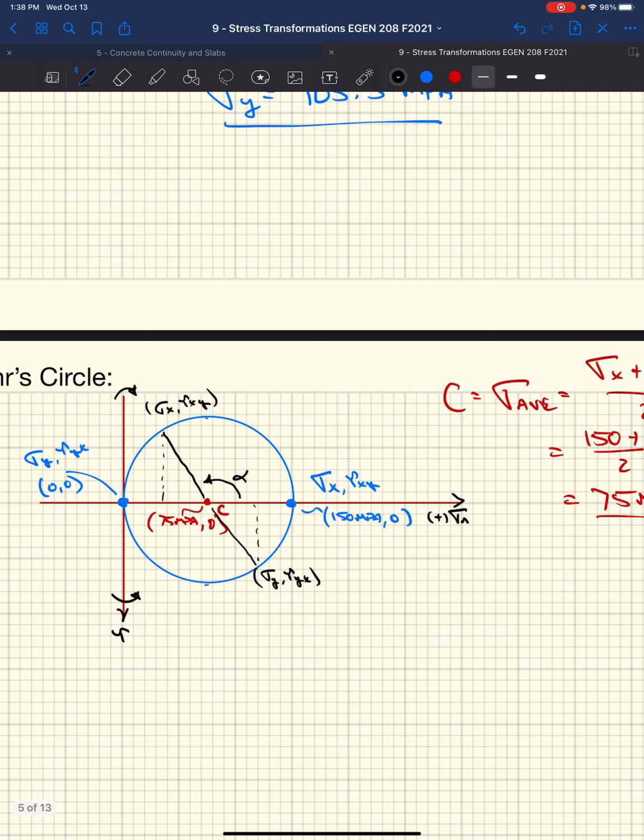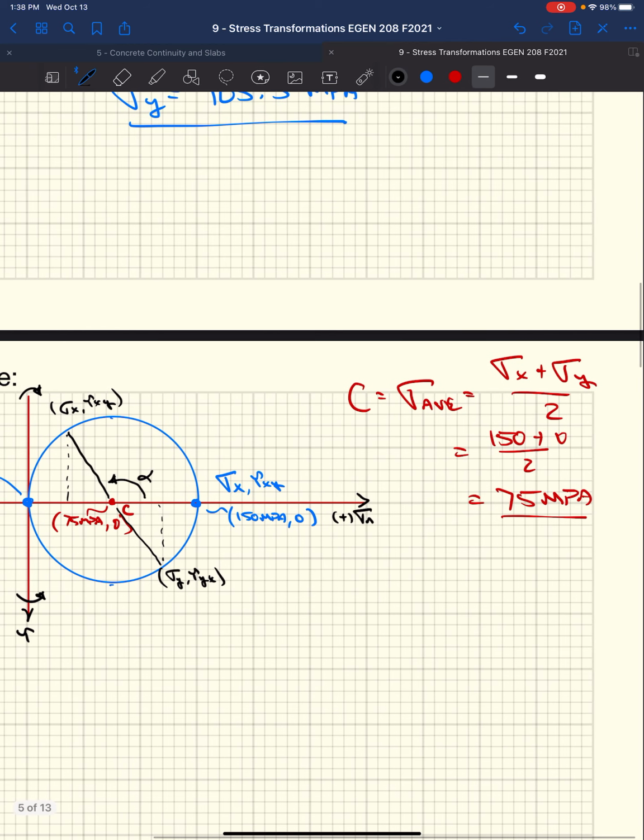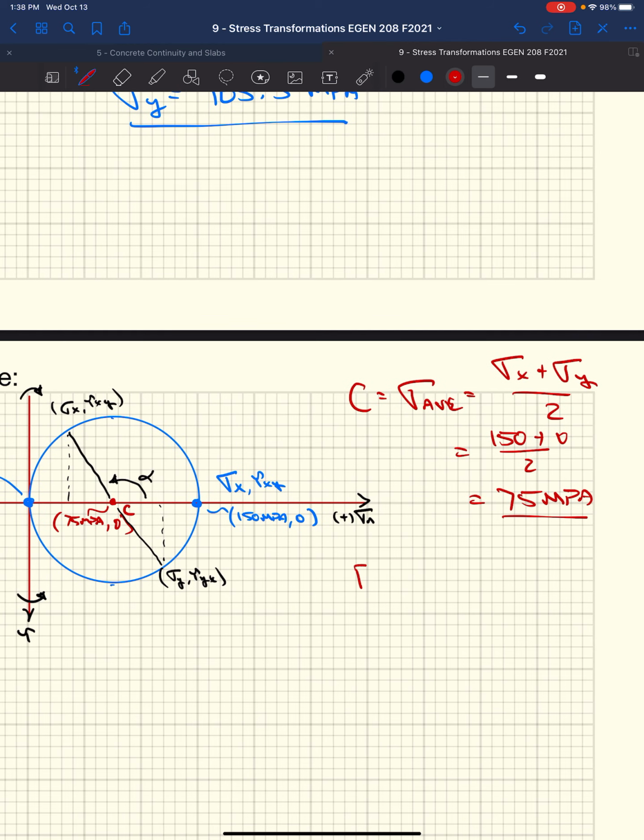So as I mentioned, we're going to really want to know what the radius is, because once we know what the orientation is, we know where we're going to land on the circle, and we can develop what our normal stress and our shear stress is. So I'm going to tell you that the radius is always the square root of sigma x minus the center squared plus tau xy squared.